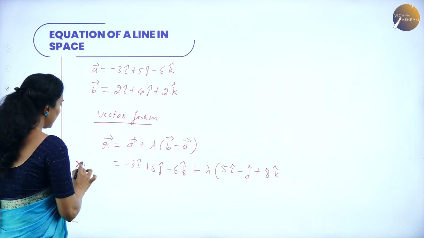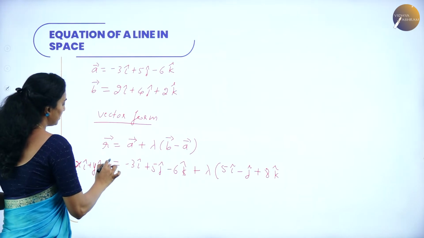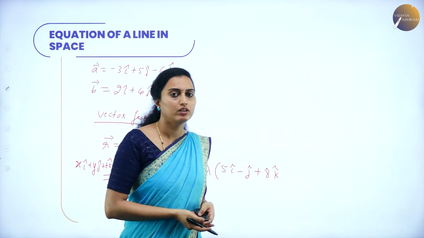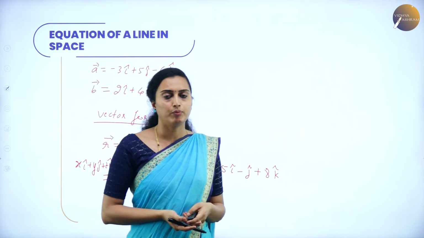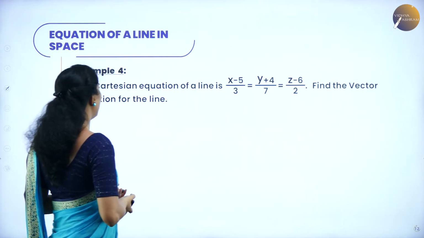R vector is xi plus yj plus zk. That's it. So, this is going to be known as the vector form of the given problem. I hope you understood. Now, we'll be moving on to the next example.